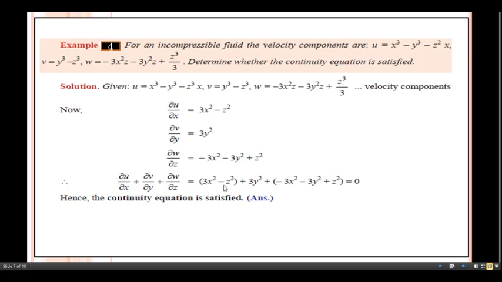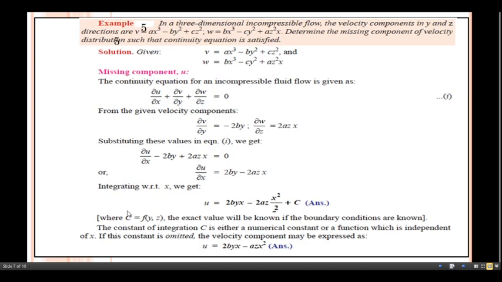Substitute everything here. The first term indicates ∂u/∂x, the next one ∂v/∂y, the next one ∂w/∂z. Now 3x² minus 3x² get cancelled, minus 3y² plus 3y² get cancelled, minus z² plus z² get cancelled. So what do we get here? 0, which means the continuity equation is satisfied. Now we'll move towards our next problem.